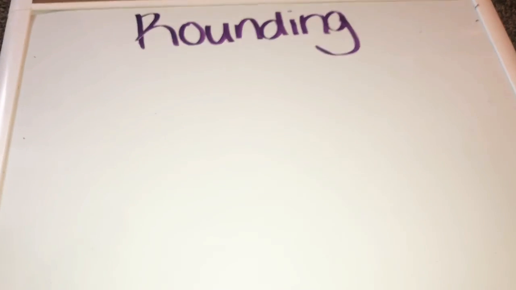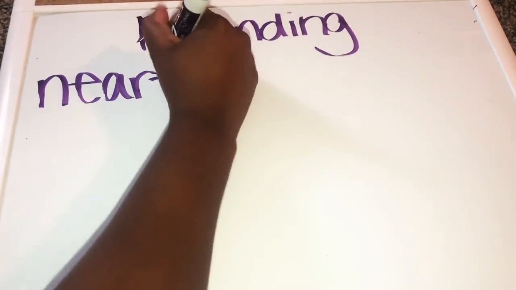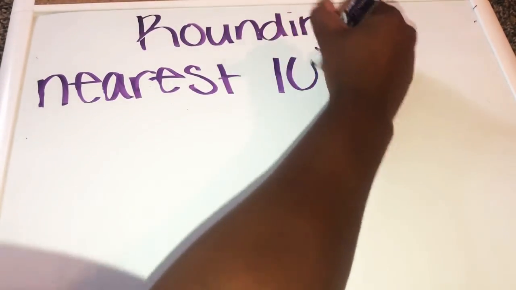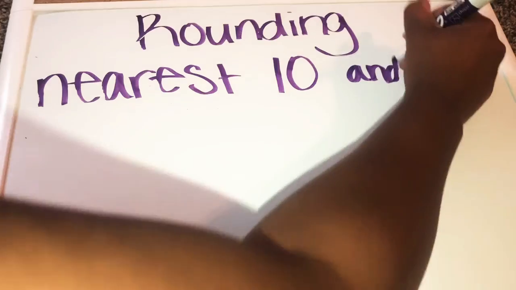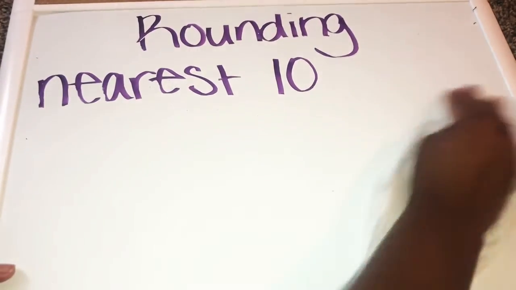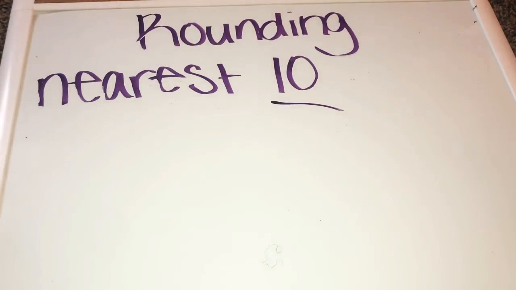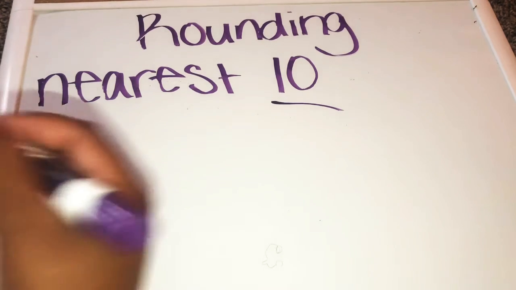One way to estimate sums and differences is to round the numbers in the equation. When we round, we can use numbers that are the closest multiples of 10 or 100. A lot of the times, you'll see an equation that says round to the nearest 10 or 100. For our first example, we are going to round the numbers in the equation to the nearest 10. Make sure you have a pencil and paper and you're ready to write with me.